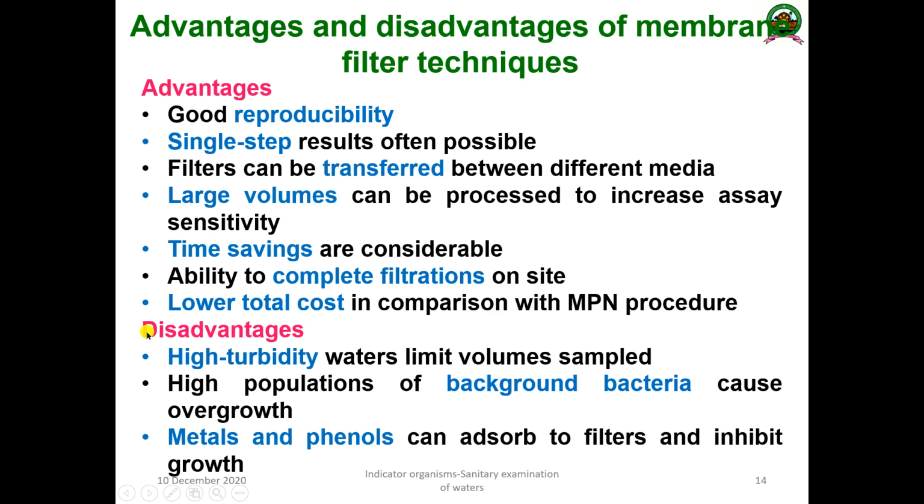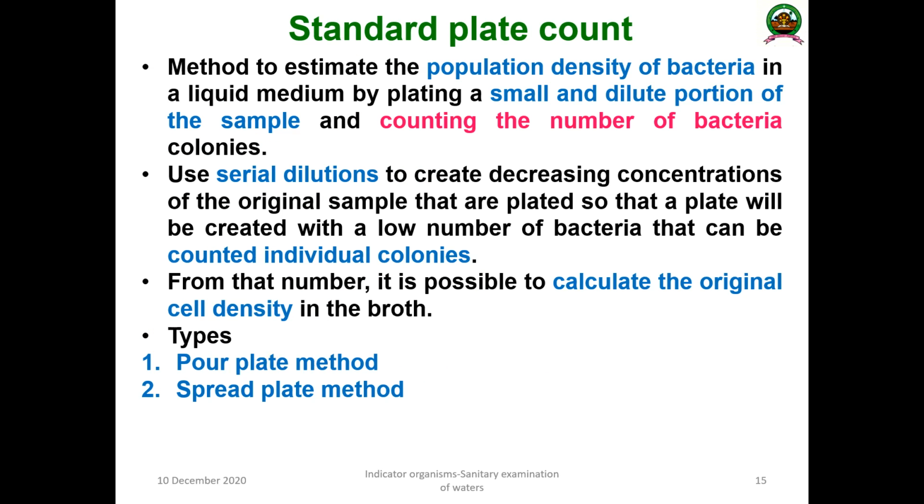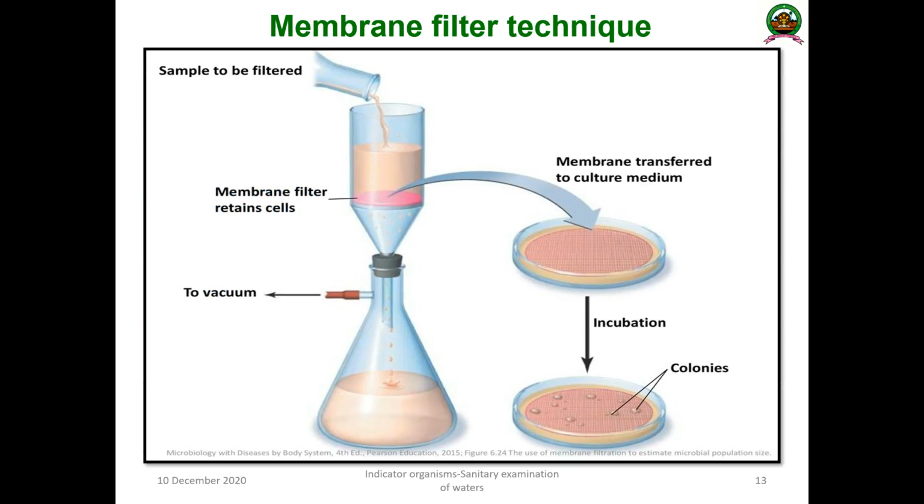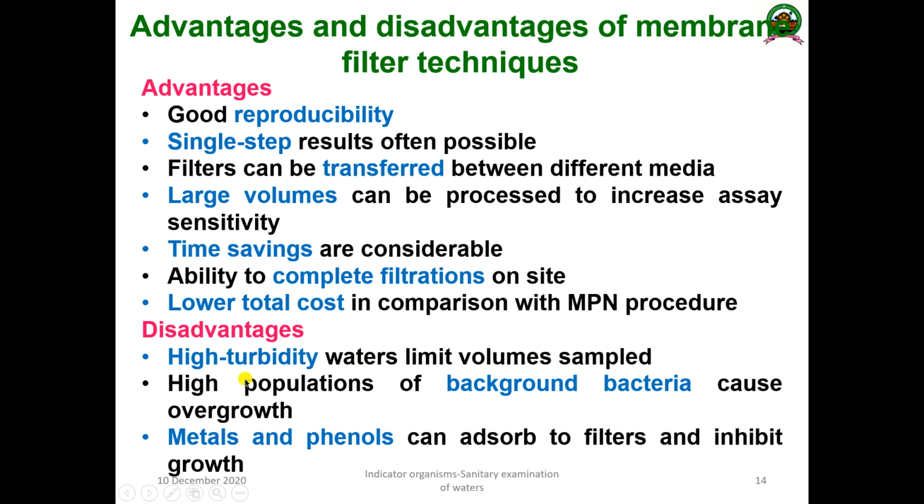Then the drawbacks: high turbidity waters we cannot do. Because when you pass high turbidity water through this, what will happen? The membrane will block. The water will not pass through. All the debris will be trapped over this surface, and then the water will not go down. So high turbidity water cannot be utilized.